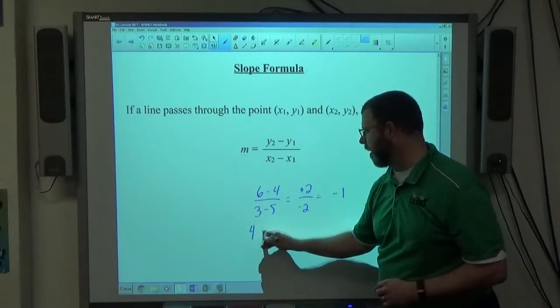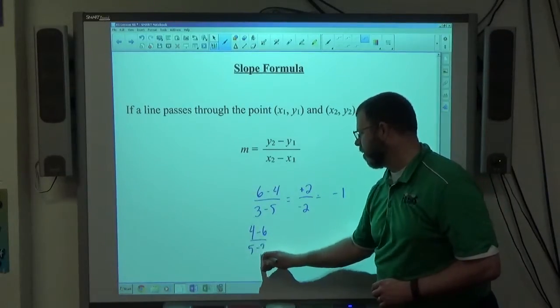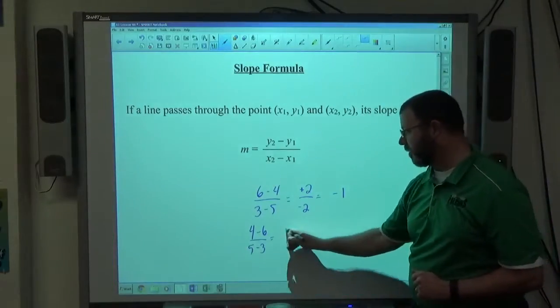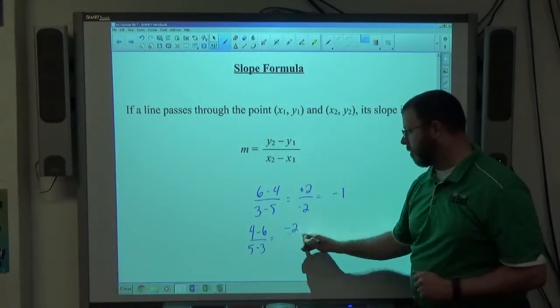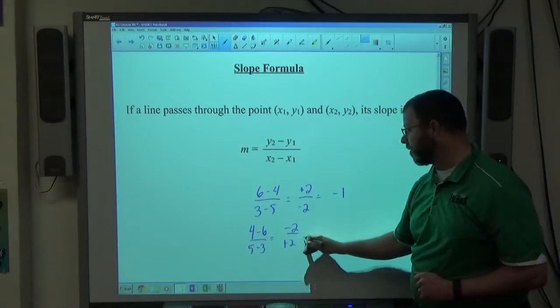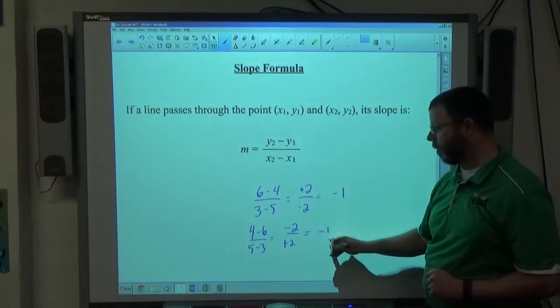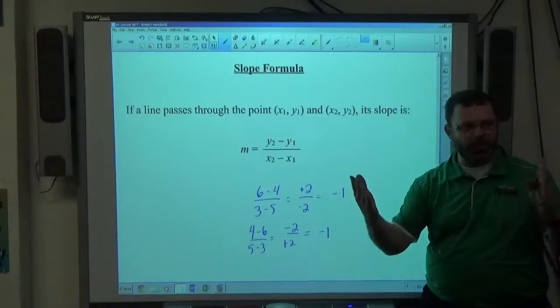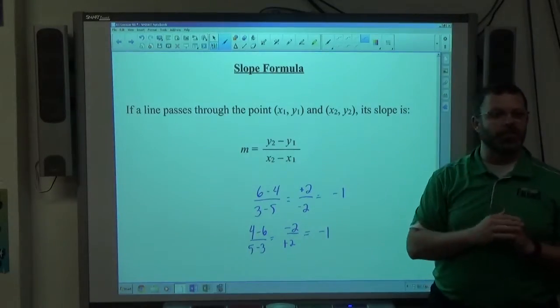If I flip those around, so if I make 4 and 5 go in front, 6 and 3 going back. So 4 minus 6 over 5 minus 3. What's 4 minus 6 equal? Negative 2. A different number, right? What's 5 minus 3 equal? 2. Also a different number. What's negative 2 over 2 equal? Negative 1. So if I flip the signs of the subtraction around, it changes the sign, right?